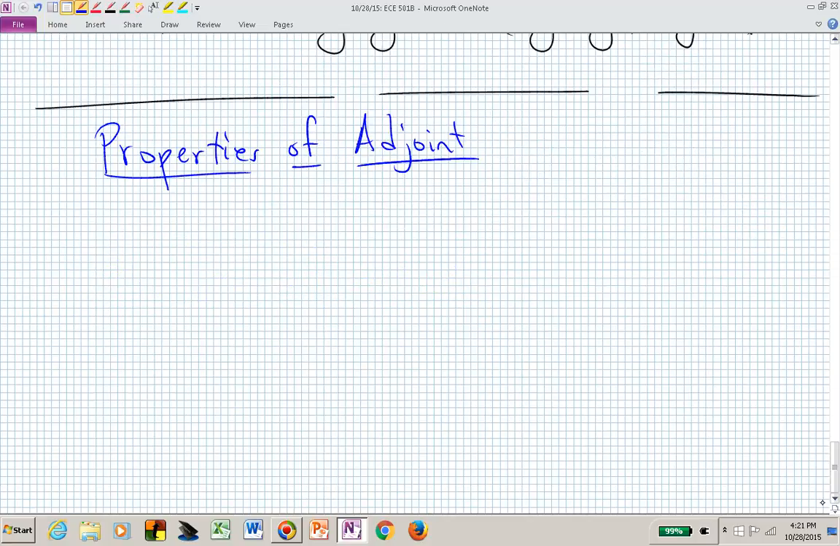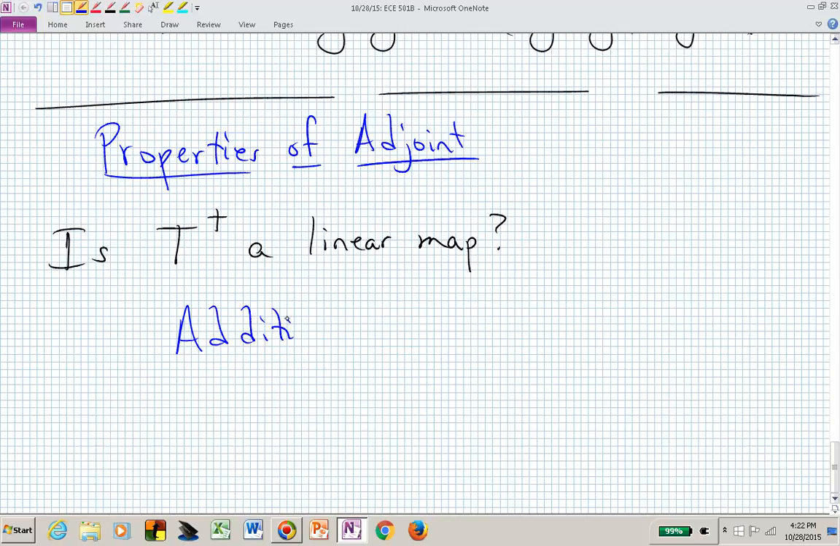Of this adjoint. One of the questions you might ask, although I've already said it's linear through that whole example, is: is T dagger a linear map? If it is a linear map, what properties does a linear map possess? Homogeneity and additivity. We need to show that T dagger does possess additivity and homogeneity properties.